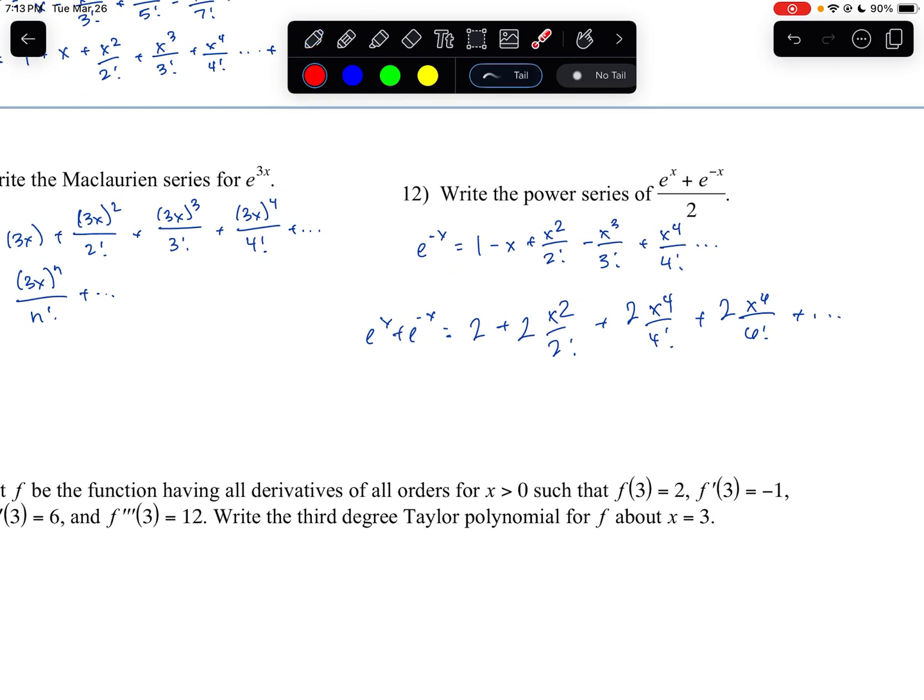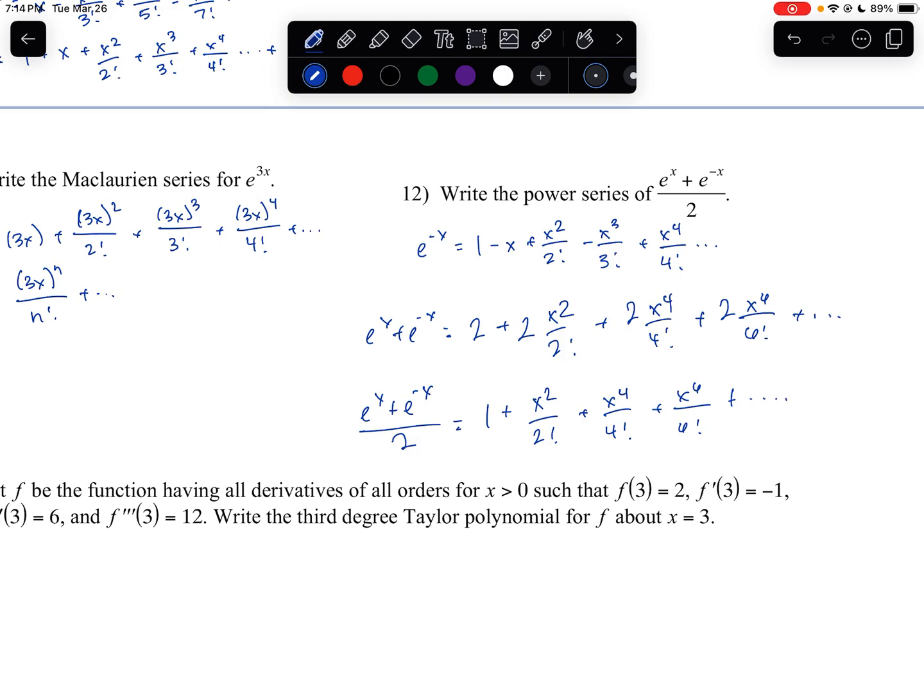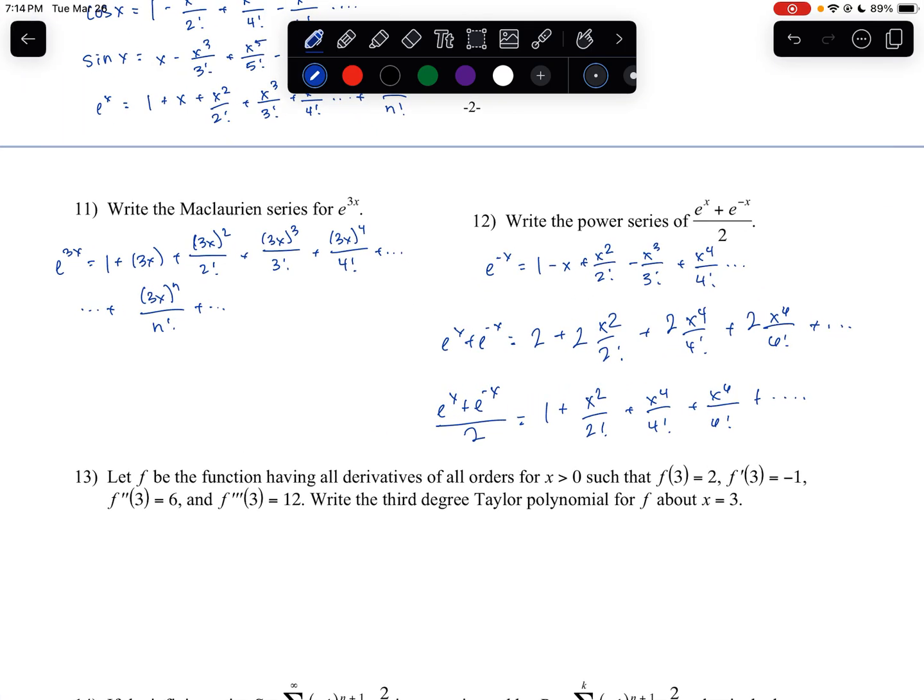But then if I divide all this by 2, this becomes 1. Those cancel right here, so on and so forth. So e to the x plus e to the negative x over 2 will be equal to 1 plus x squared over 2 factorial plus x to the fourth over 4 factorial plus x to the 6 over 6 factorial, so on and so forth. Yeah, I would just leave it like that. Okay.